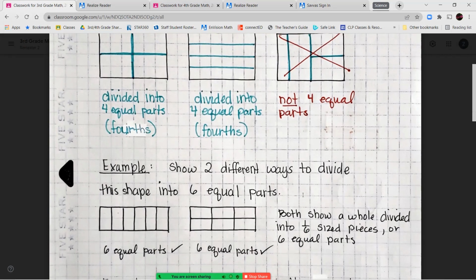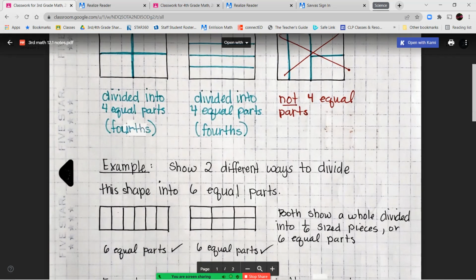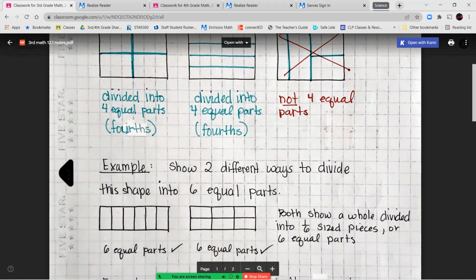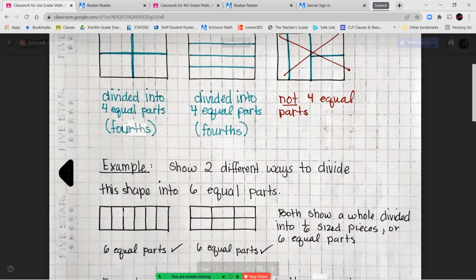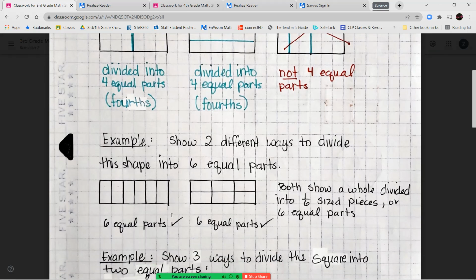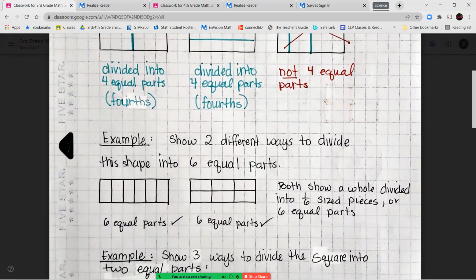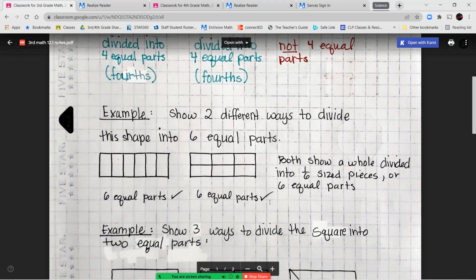All right, for our first example, show 2 different ways to divide this shape into 6 equal parts. So I had this long rectangle, and I cut it into 6 equal parts this way. For this way, I cut it across the middle, and then I cut into 3 equal parts. So these also became 2, 4, 6. So both of them show a whole that's been divided into 1/6 size pieces, or 6 equal parts. Now we say 1/6 because each one of these is 1 out of the 6 total pieces.